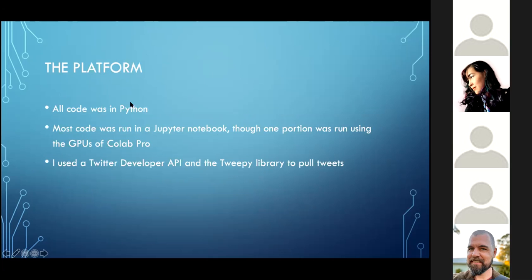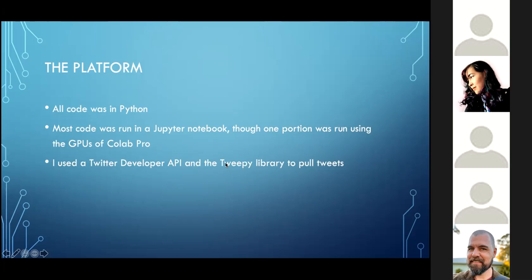The platform, it's all in Python. I mostly use Jupyter notebooks, and then I ran one part that was a little bit more heavy. I used the GPUs for Colab Pro because it was going to take forever. And then I used a Twitter developer API and the Tweepy library to pull the tweets.